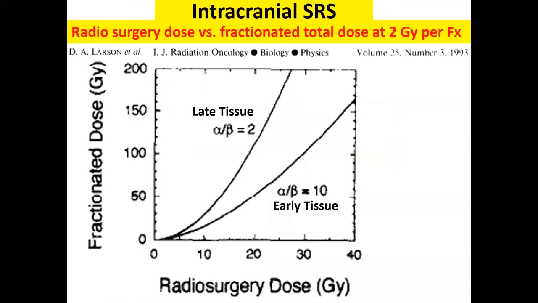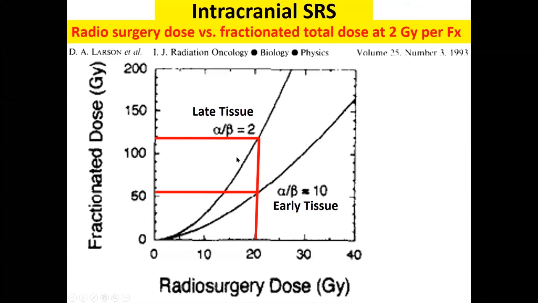Now, one or two slides specifically for intracranial SRS. How do we get therapeutic advantage in intracranial SRS? If you understand this curve, this is basically the single dose isoeffective curve for SRS. For example, if the radiosurgery dose you deliver is 20 gray, then it will be equivalent to 50 gray, 2 gray per fraction, for early reacting tissue.